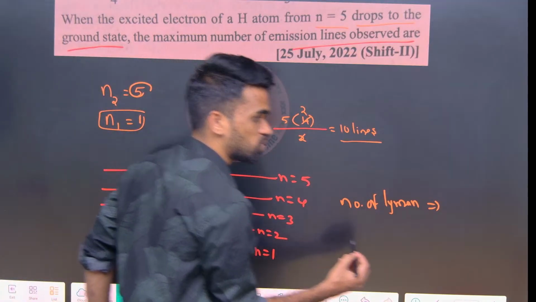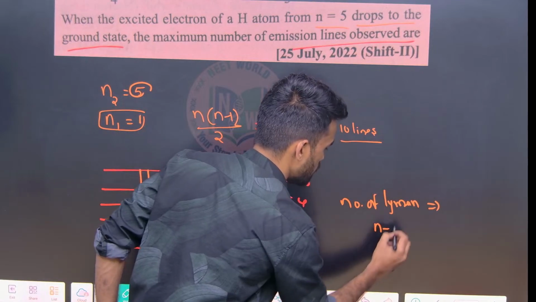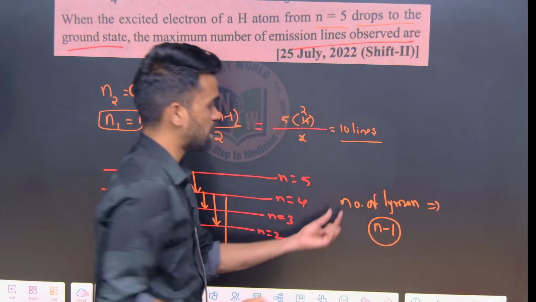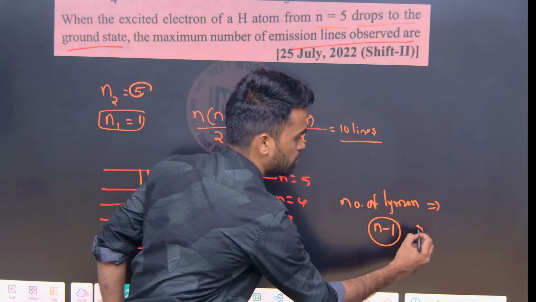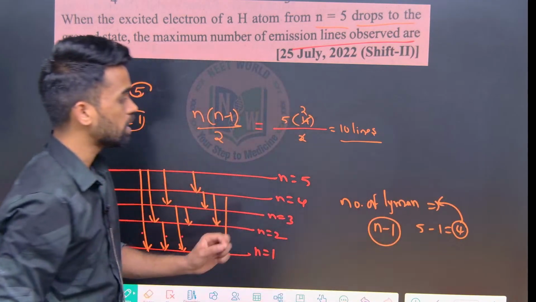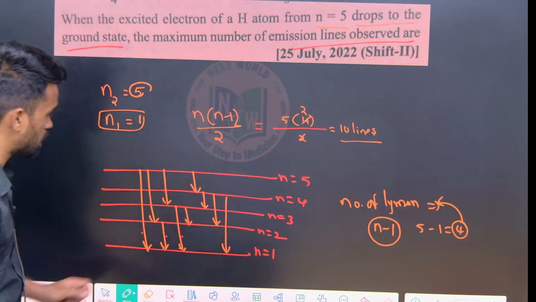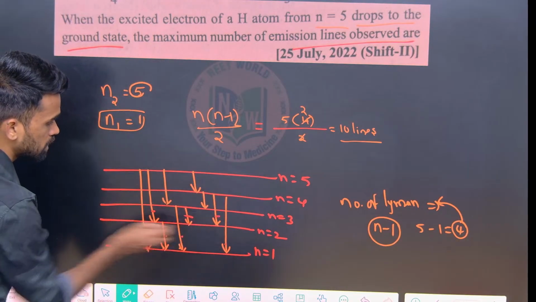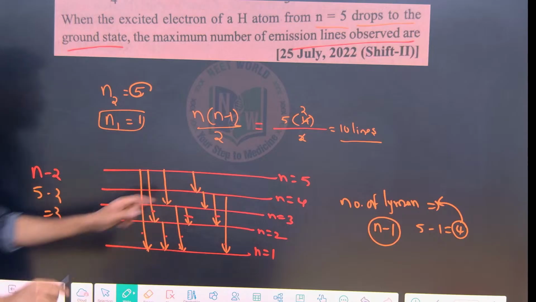You can use this formula: n minus 1. If they are asking for the Lyman series, you can use n minus 1. So n is 5, minus 1, so 4 lines will fall in the Lyman series. Now if they ask the number of lines in the Balmer series, see 1, 2, 3. It means you are using n minus 2. So 5 minus 2, that is 3 lines in the Balmer series.